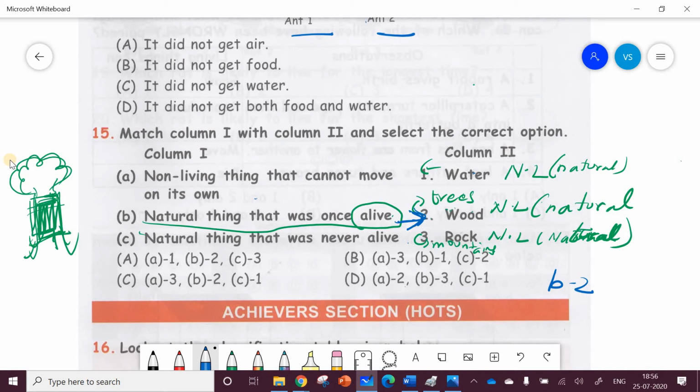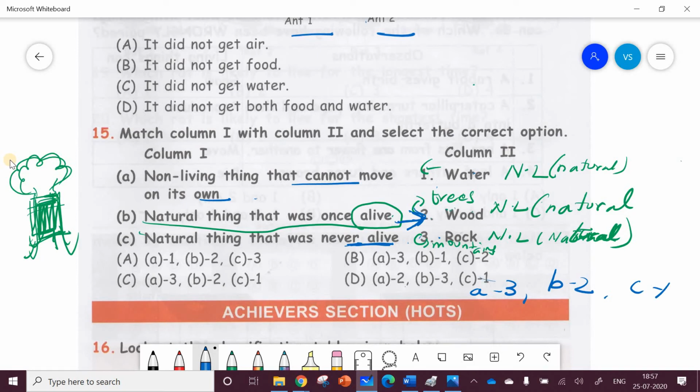You have seen a waterfall or fountain. So water is pouring, right? It is moving in a certain way. So a non-living thing that cannot move on its own should be what? I think rock. Yes. So A can be easily matched with 3. What about C? A non-living thing that was never alive. That is going to be matched with 1.